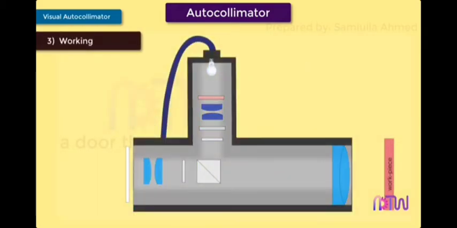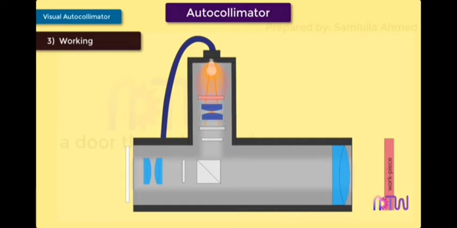Working of the autocollimator. The light rays from the light source pass through the filter. This filter selectively transmits light in a particular range of wavelengths. That means only particular colors within a particular range will be allowed to pass through the filter, while it absorbs the remaining colors. After passing through the filter, the light beam passes through the condenser lens. The condenser lens helps in rendering a divergent beam from a point source into a parallel beam. This helps in rendering a sharper image.